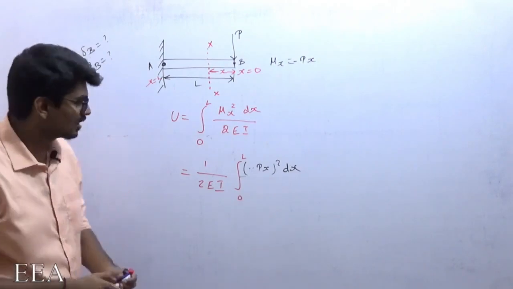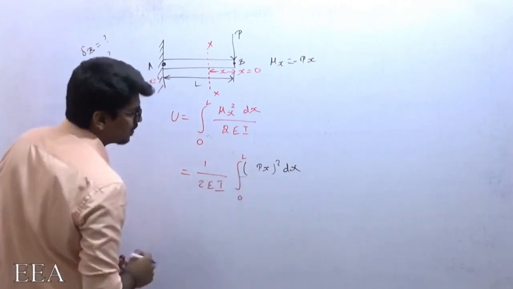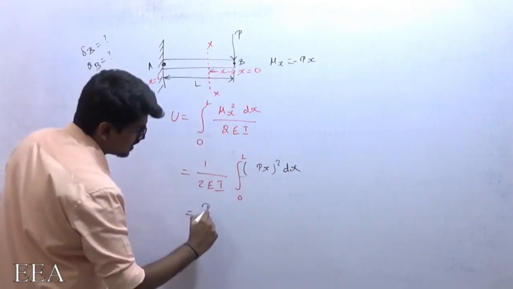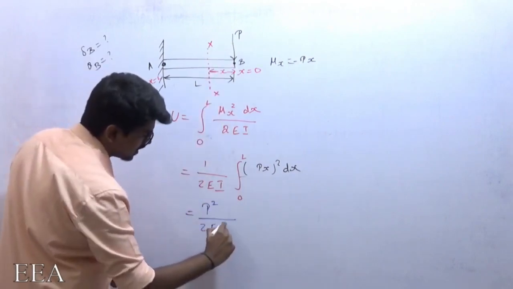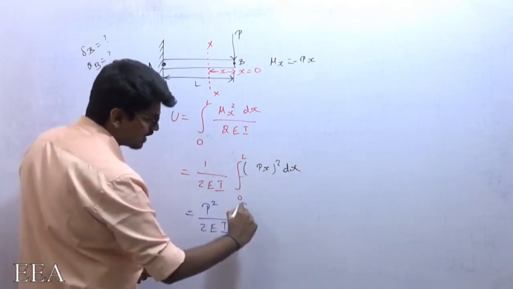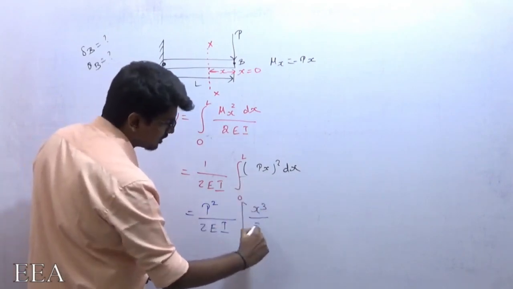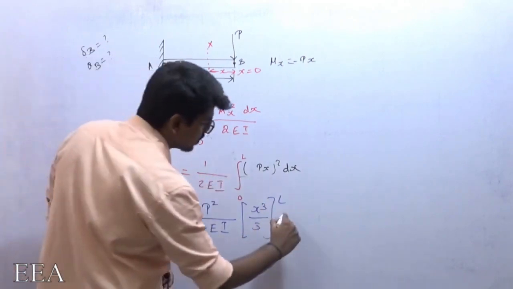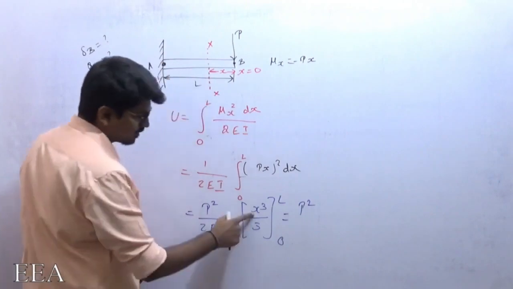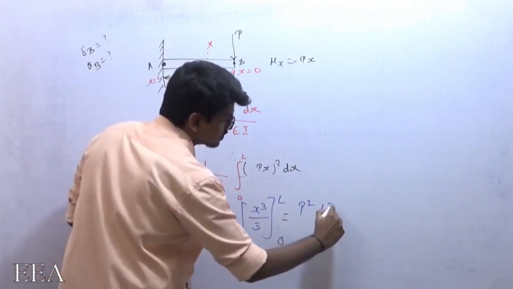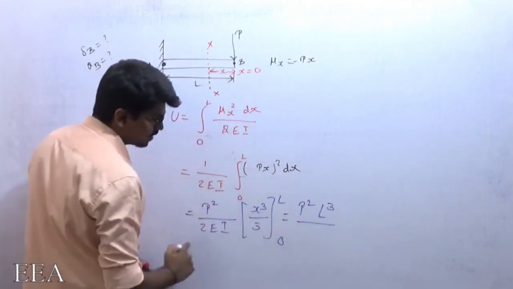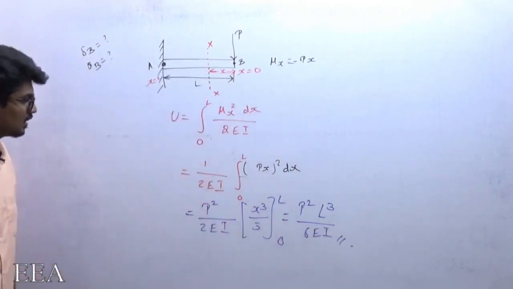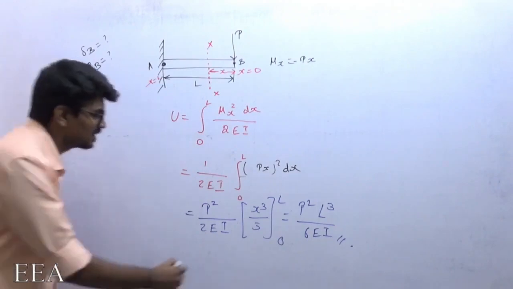Fine. So P squared can be taken out because P is a constant, right? So P squared by 2EI. And what is the integration of x squared? Integration of x squared is x cube by 3. Upper limit is L, lower limit is 0. So substituting upper limit minus lower limit, this will become L cube by 3 into 2EI, which is 6EI. So U equals P squared L cube by 6EI. If I substitute 0, it will become 0.